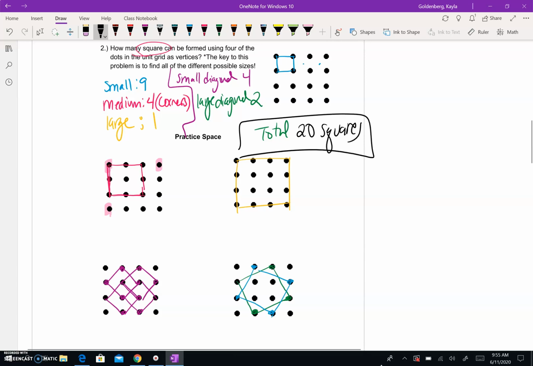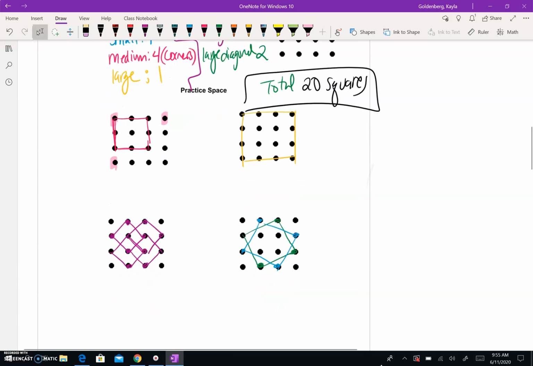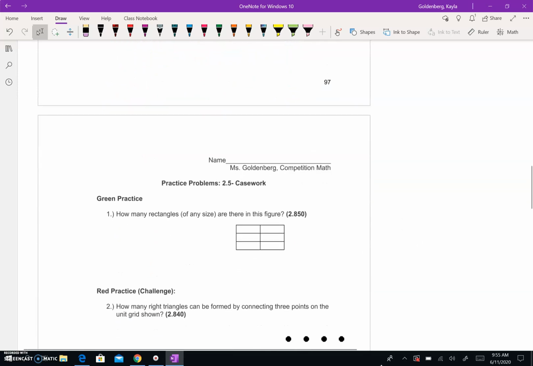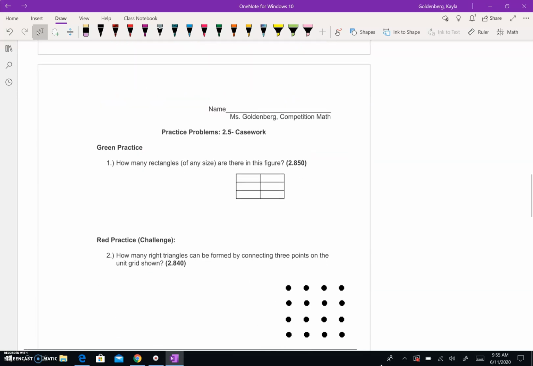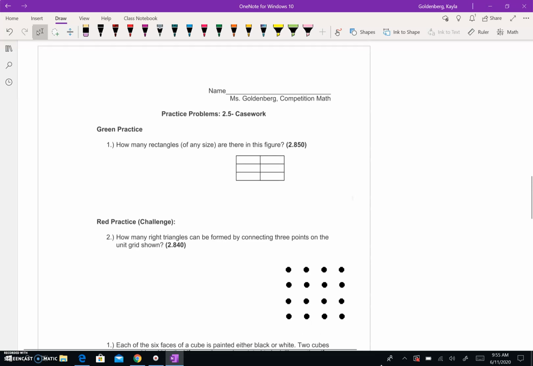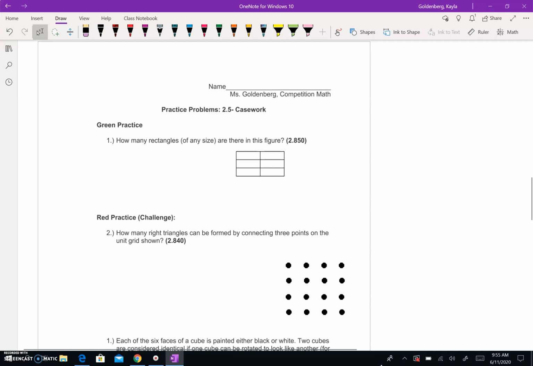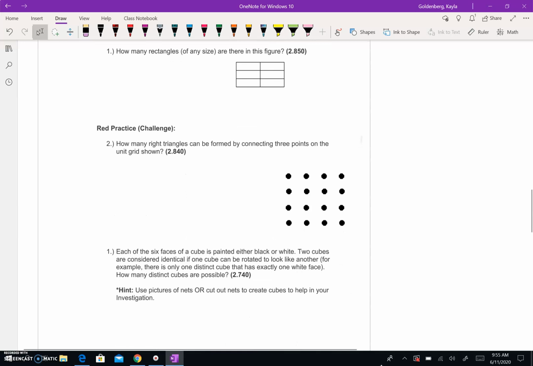Okay, so that's the last example problem, I believe. The other practice problems are similar to these in that you need to be thinking through the different sizes. The first one, the green practice, is pretty straightforward. It's not that complex. And then by the time you get to number 2, it does get really, really complex.